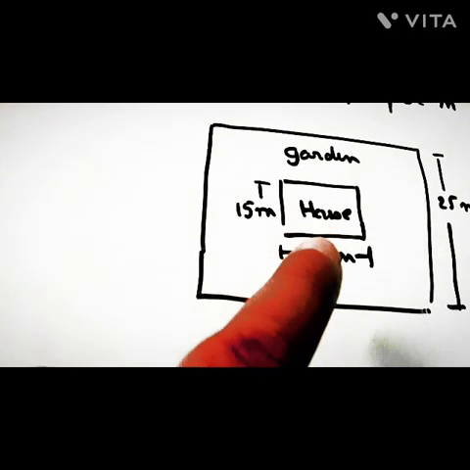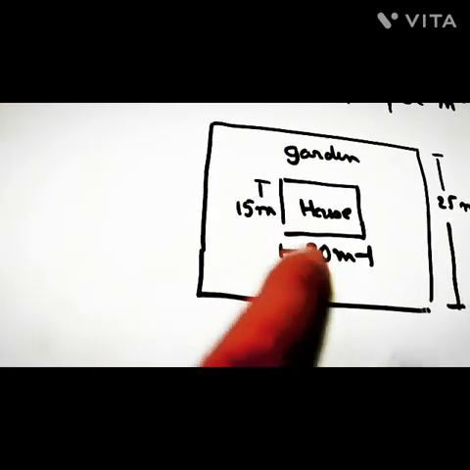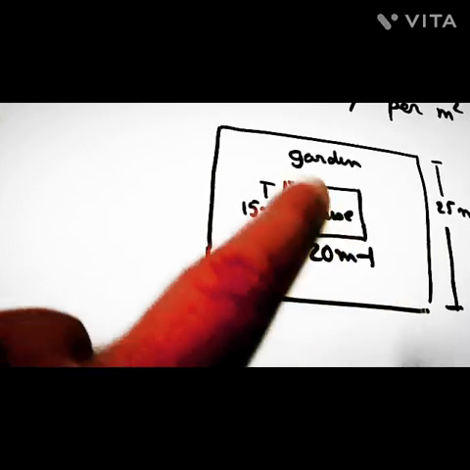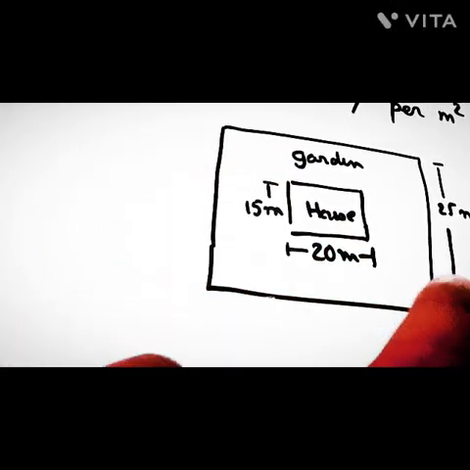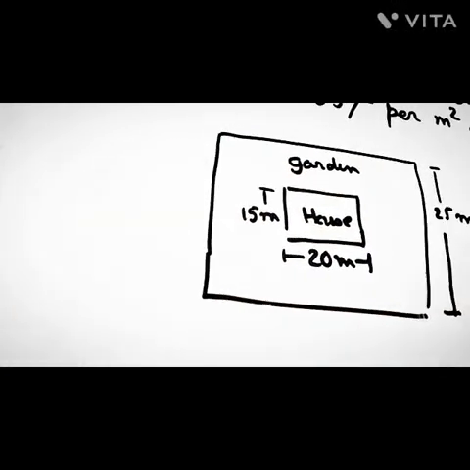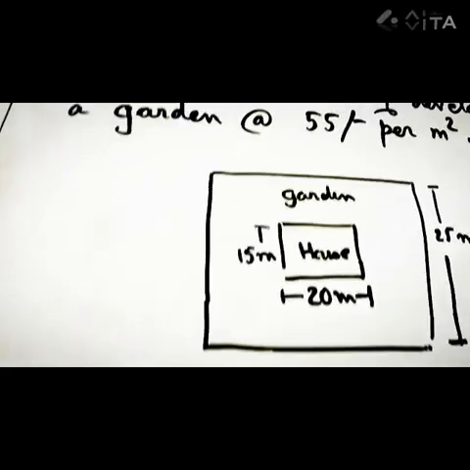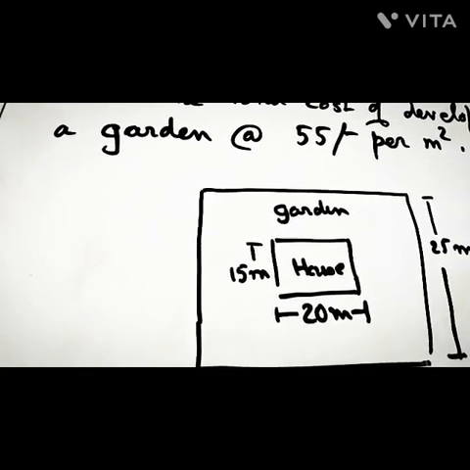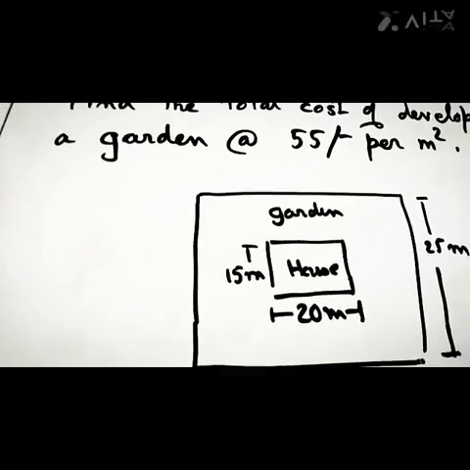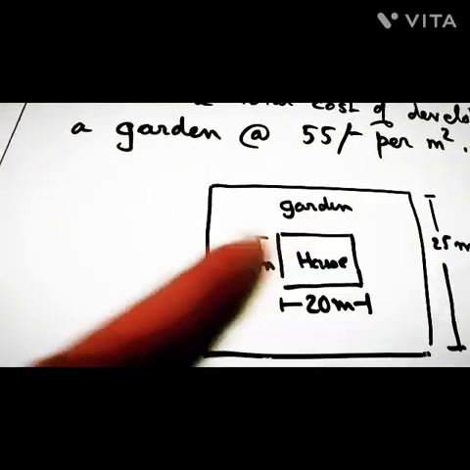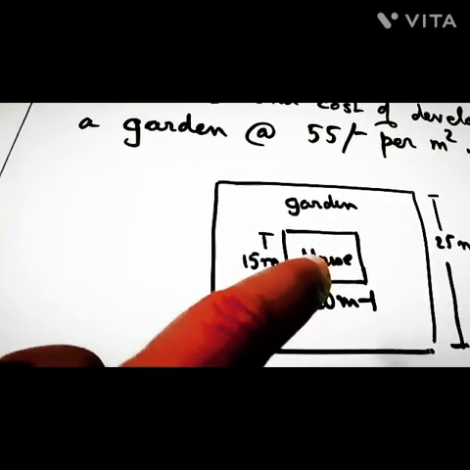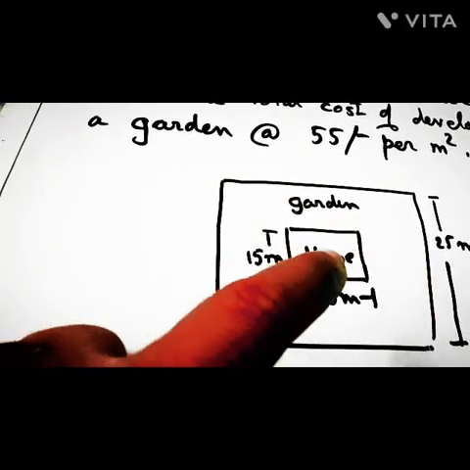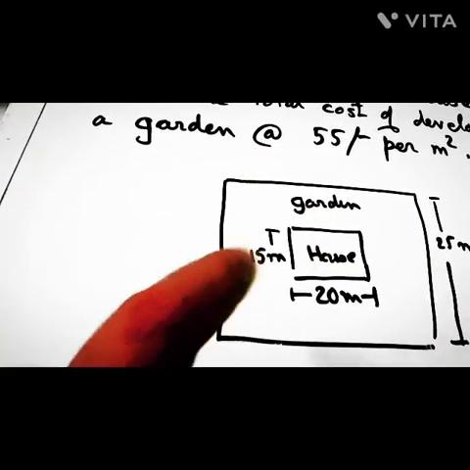And in the middle of the plot is a house with dimension length 20 meters and breadth 15 meters. And Kaushik wants to build a garden around the house. So we need to find out the cost of the garden at the rate of 55 rupees per meter square. So what would be the first step? First step is to get the area of the plot. Second step is to get the area of the house. Then we are going to deduct area of the plot minus area of the house. So we'll get the area of the garden.